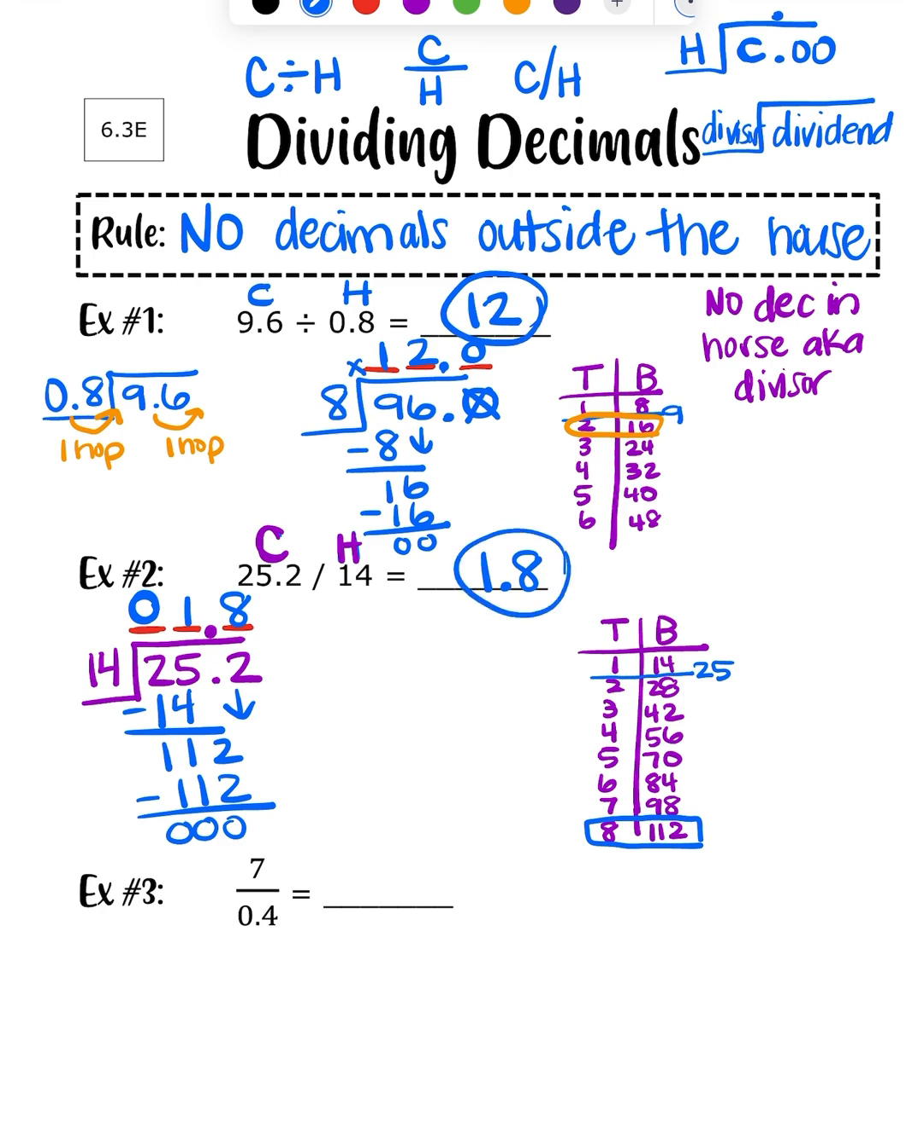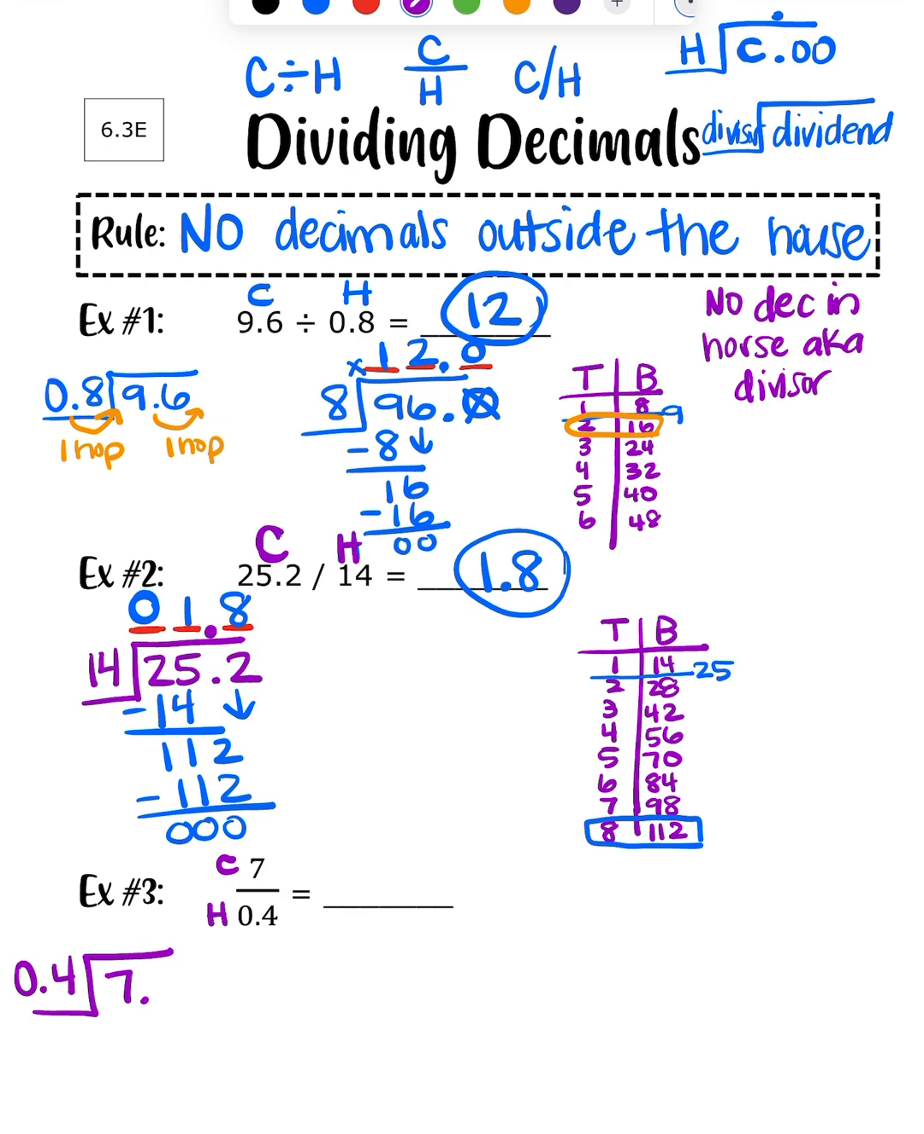All right, one more example just to make sure we understand. We have 7 divided by 0.4. So this time it looks like a fraction. I'm still labeling. So when you see a cowboy, he always sits on top of his horse. That's how you know which one is the cowboy and which one is the horse. So I'm going to set it up in my division house. My horse has to live outside and my cowboy gets to go inside.